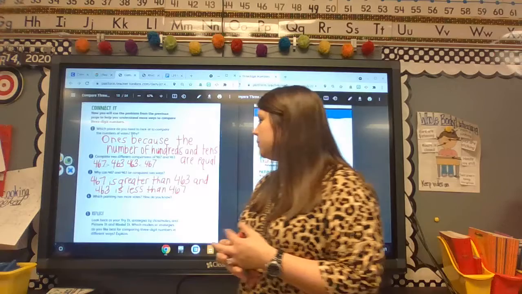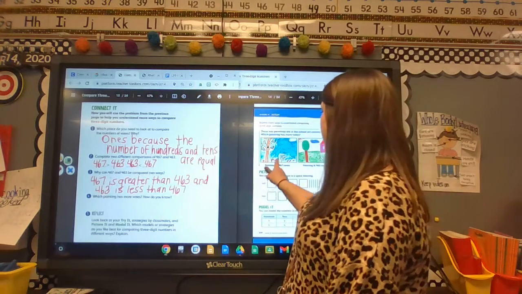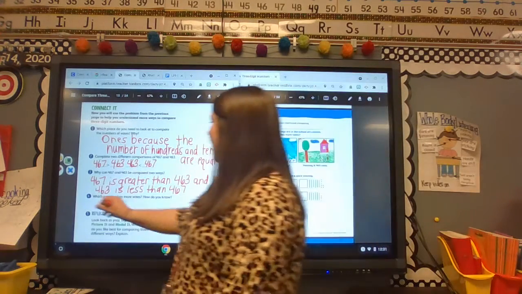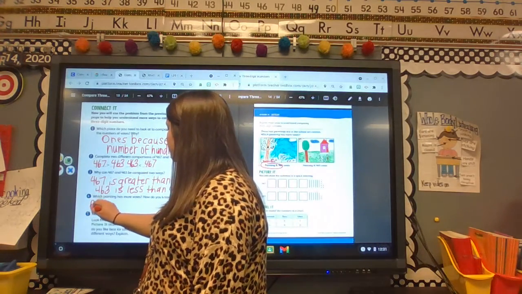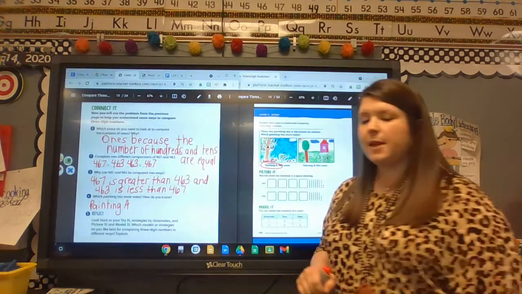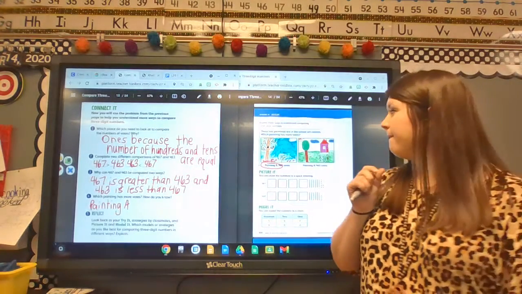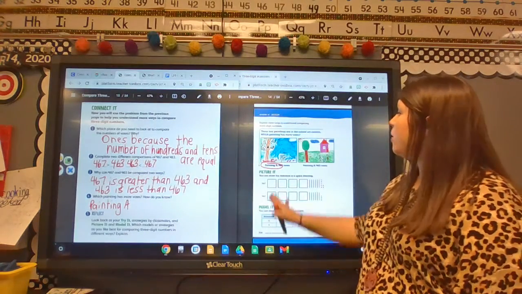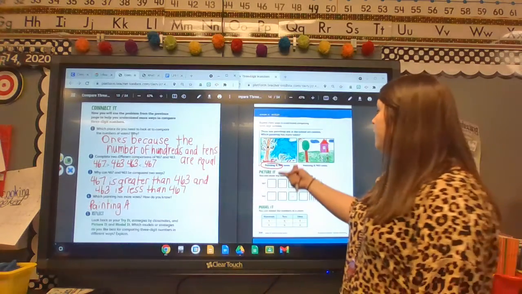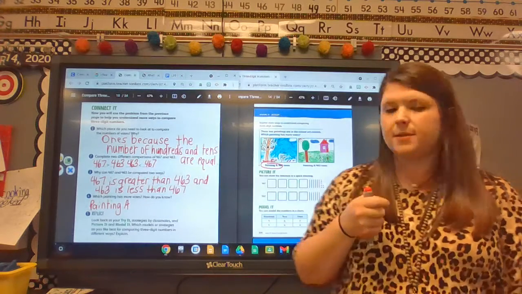So which painting has more votes? How do we know? We know that painting A, remember that's answering that question, painting A has more votes. Why does painting A have more votes? How do you know that? We know that because we can compare those two numbers, and we know that 467 has more votes than 463.